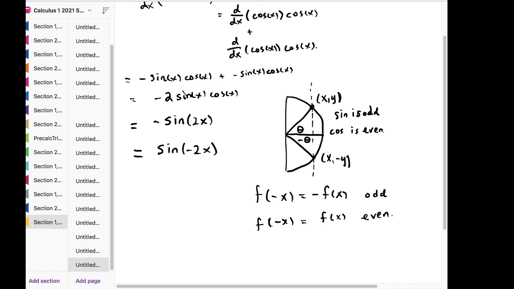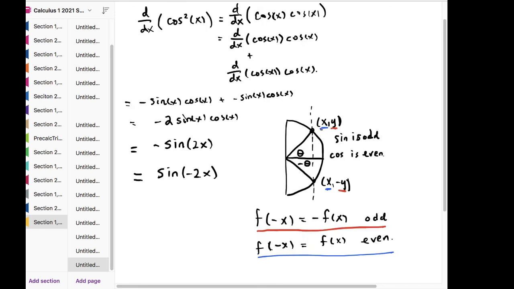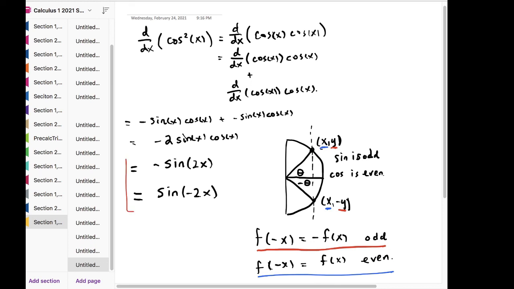So notice that when you go from angle to negative angle, the x does not change. That's why cosine is even. When you plug in the negative, it doesn't change. But the y changes, just to its negative. So plugging in the negative gives you the negative of the original. Either of these two explanations is correct, depending on which you like better.